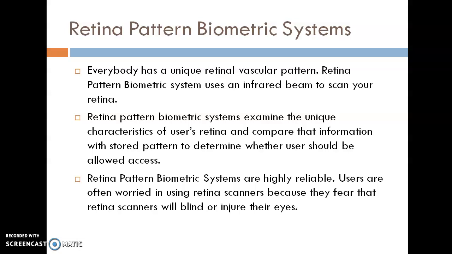Retina pattern biometric systems are highly reliable. Users are often worried about using a retina scanner because of fear that it will blind or injure their eyes. And the second thing is that they are expensive.